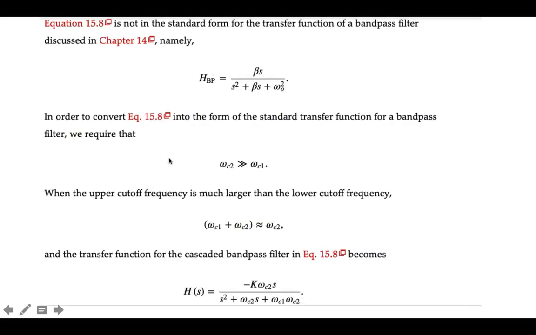Now, the op-amp circuit will approach the bandpass filter circuit that we saw when we were doing passive filters if omega C2 is much, much greater than omega C1, in which case the bandwidth can be approximated as omega C2, and this does then reduce to something close to what we had in chapter 14. However, this is not a good approximation to make.